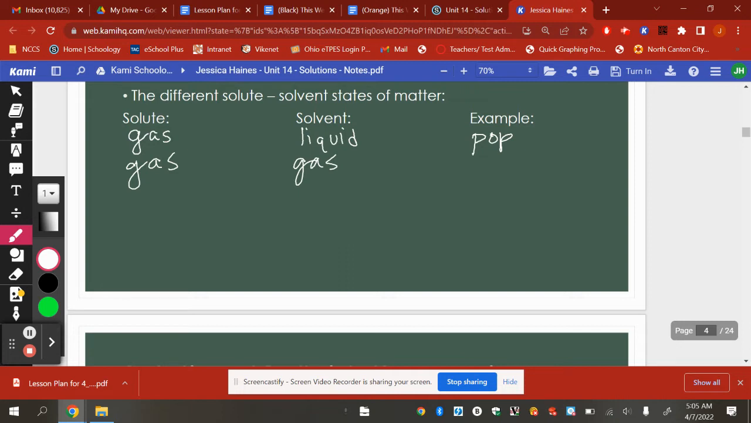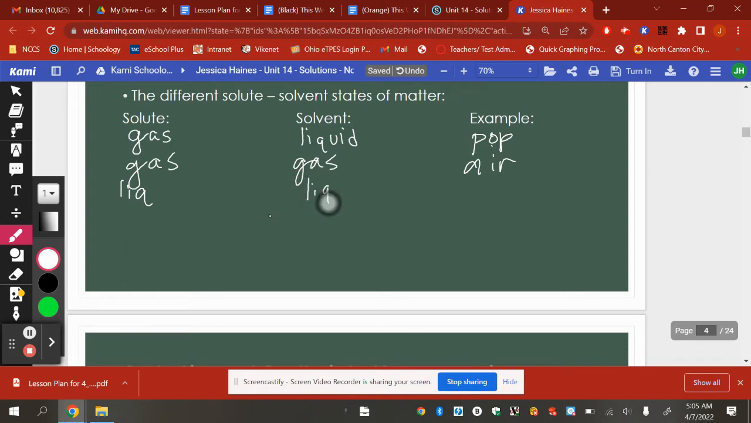An example of this might be just simply the air that we're breathing. Think about you're breathing out carbon dioxide, right in front of your face. Carbon dioxide is coming out of your mouth, and it is mixing with the air that's around it. So it's being dissolved within all the other gases that are in the air. So gas in gas.